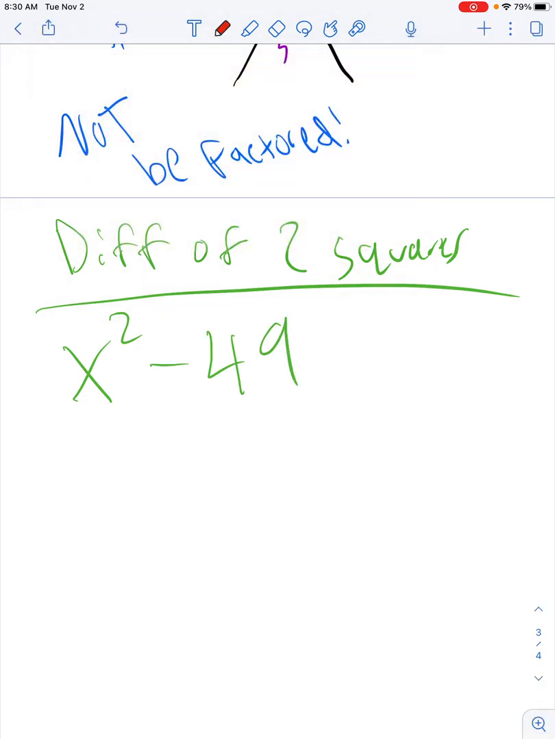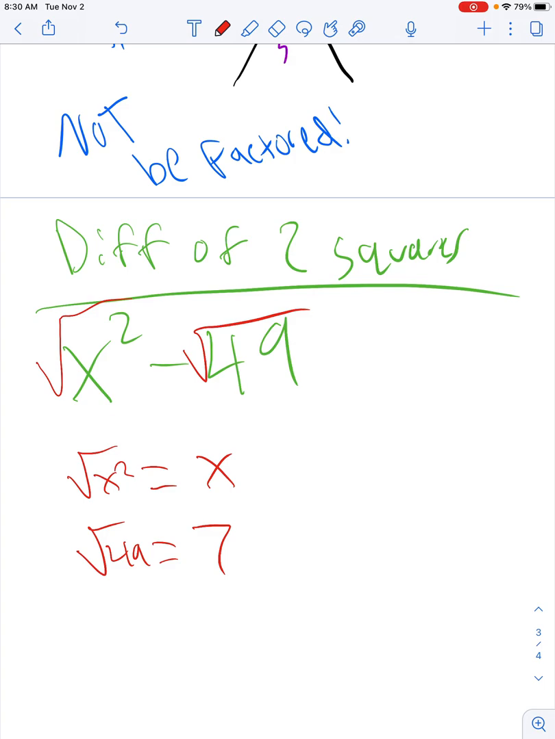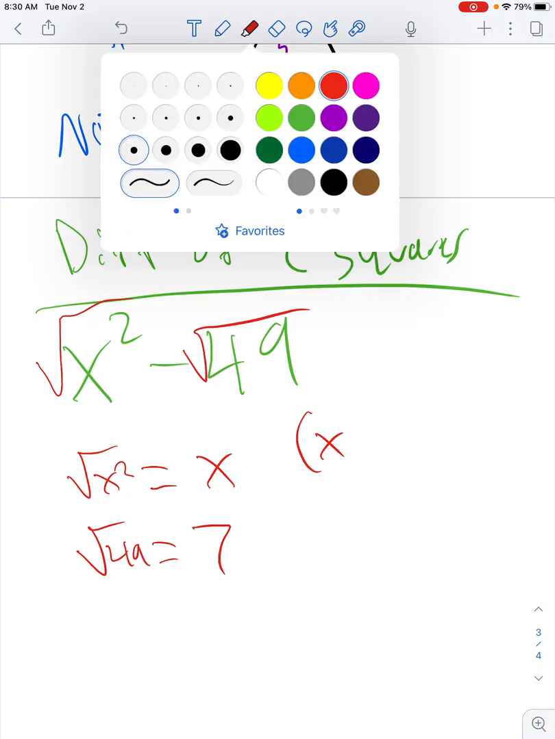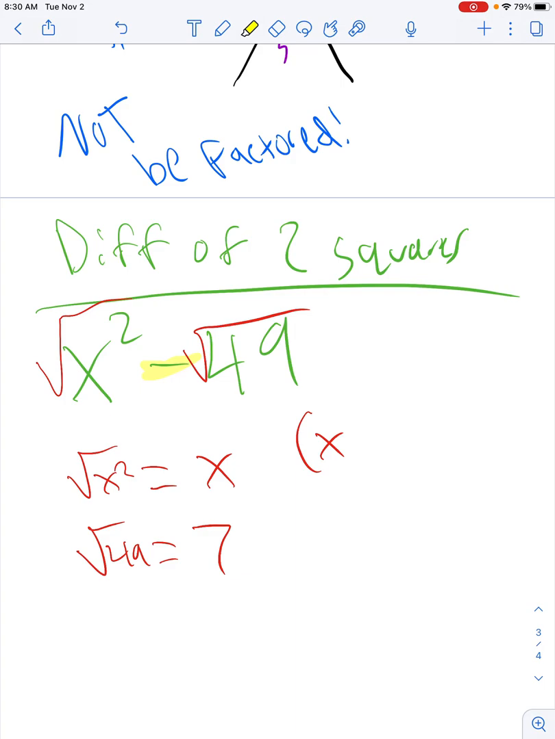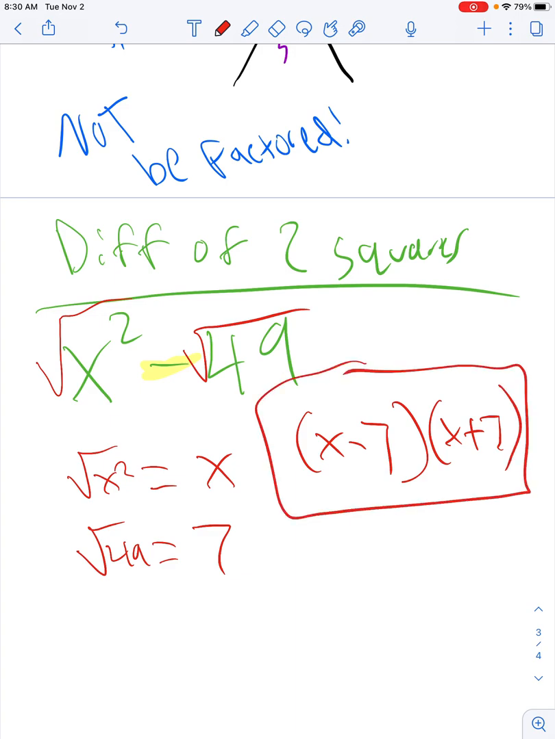So what I want to do when I have a difference of two squares is take the square root of both of these numbers. The square root of x squared is x. The square root of 49 equals 7. But I can't say x plus 7 because this is a subtraction sign. The special part about a difference of two squares is you have to subtract one of your factors and add the other one.